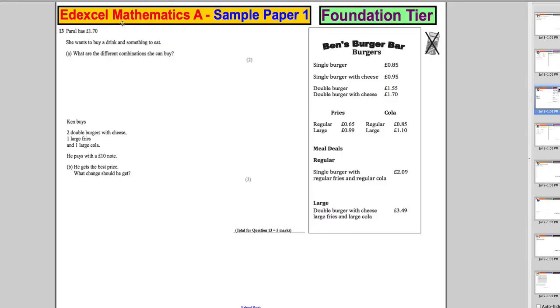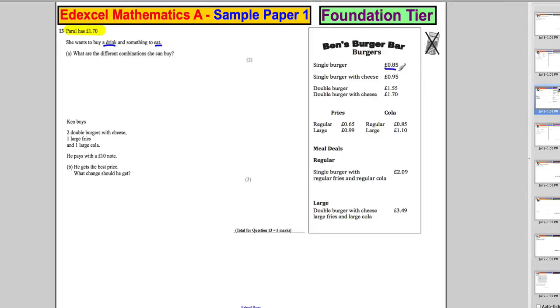Okay, Paul, or it's Parol, sorry. Parol has £1.70. She wants to buy a drink and eat something. What are the different combinations she can buy? So she's got £1.70, she needs a drink and she needs to eat. She's only got £1.70, so let's see what she can get.